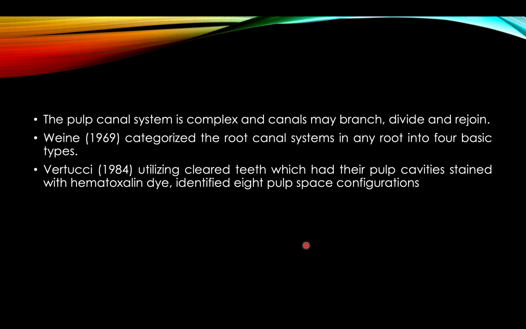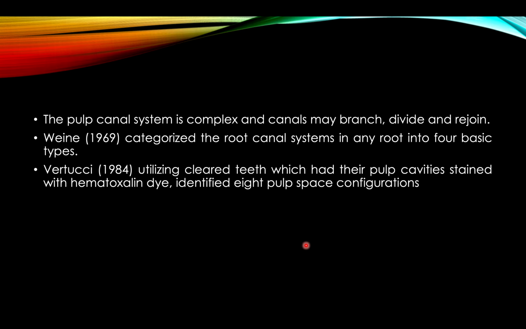Now, as you have seen, the pulp canal system is very complex, and the canals can join, branch, rejoin, and divide. So scientists and researchers have tried to classify the root canal system to make it simpler to study and to communicate between clinicians. And you have to be familiar with all these classifications. The first one to attempt to classify the pulp space is Weine in 1969.